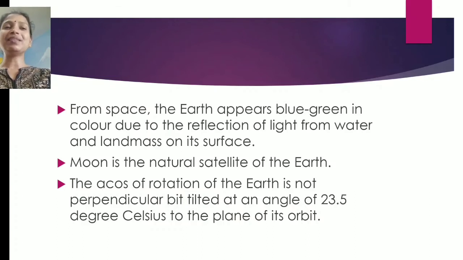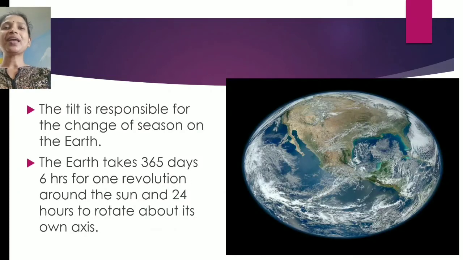The axis of rotation of the Earth is not perpendicular but tilted at an angle of 23.5 degrees to the plane of its orbit. So Earth is slightly tilted, 23.5 degrees. It is not completely perpendicular to its axis, this Earth. The tilt is responsible for the change of season on the Earth, and due to this tilt the change of atmosphere is taking place on the Earth.